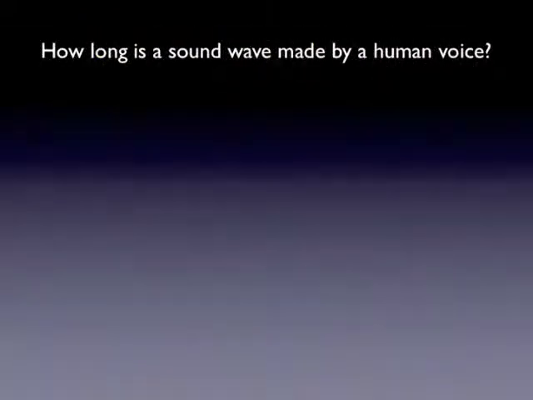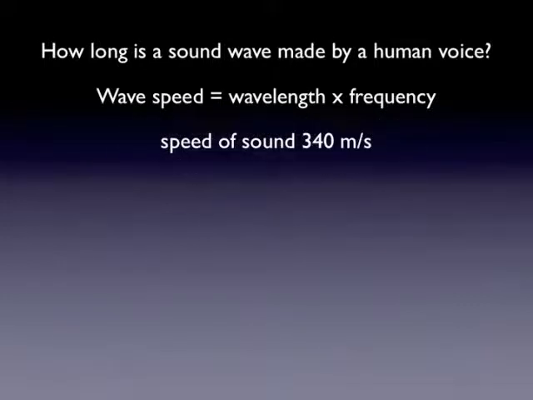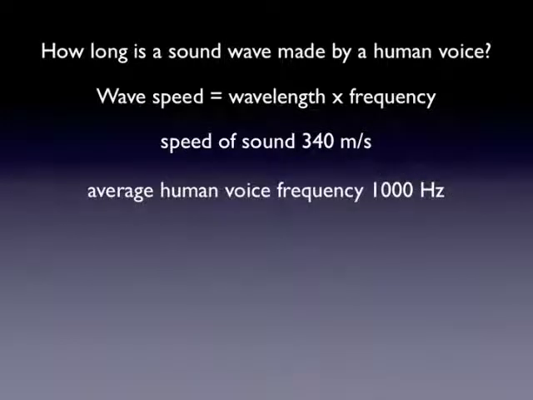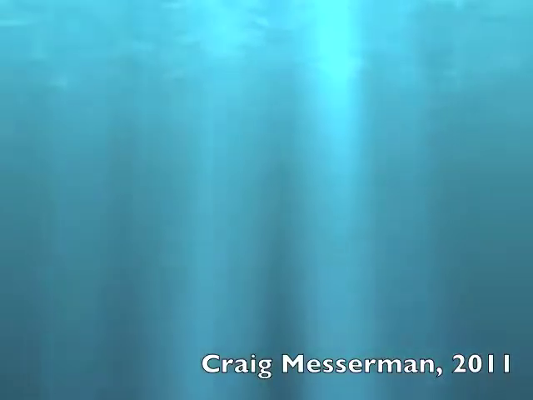So how long is a sound wave made by a human voice? If wave speed equals wavelength times frequency, and the speed of sound in air at sea level is 340 meters per second. And we'll pick an average human voice frequency of 1,000 hertz. So here's what we get. 340 meters per second divided by 1,000 hertz, or 1,000 seconds to the -1, equals 0.340 meters, or 34 centimeters.